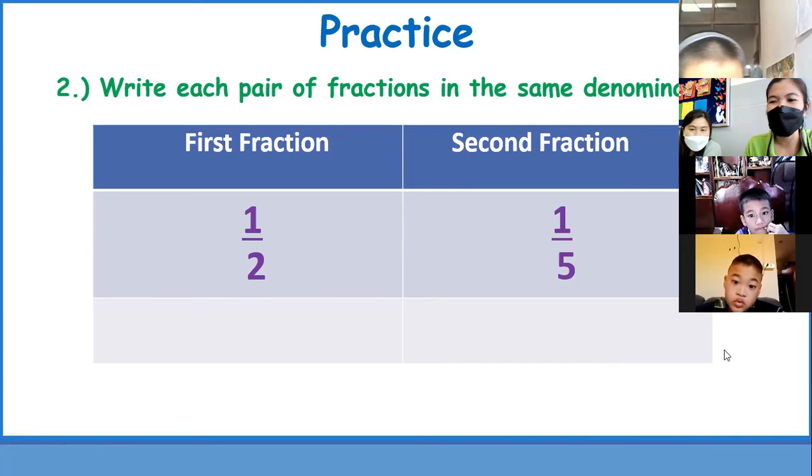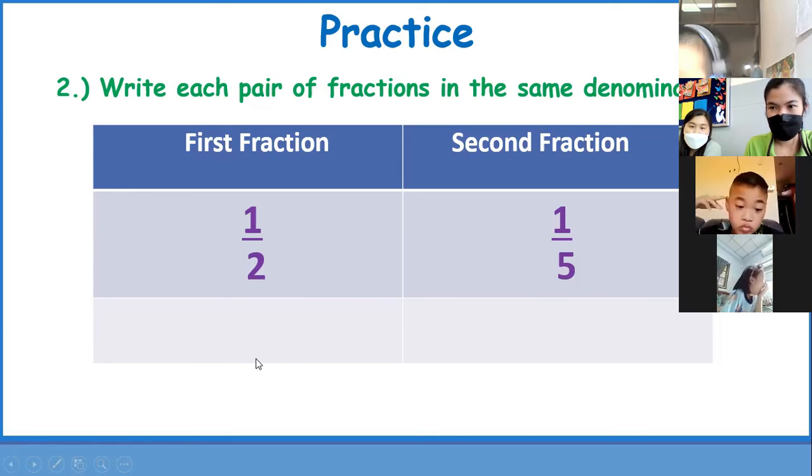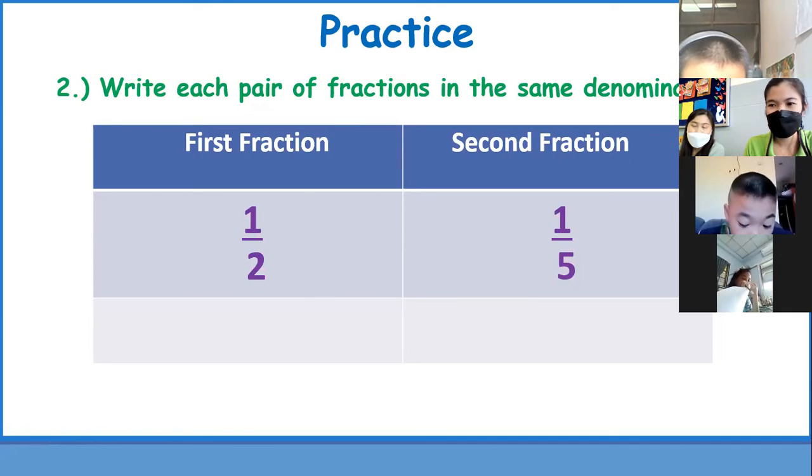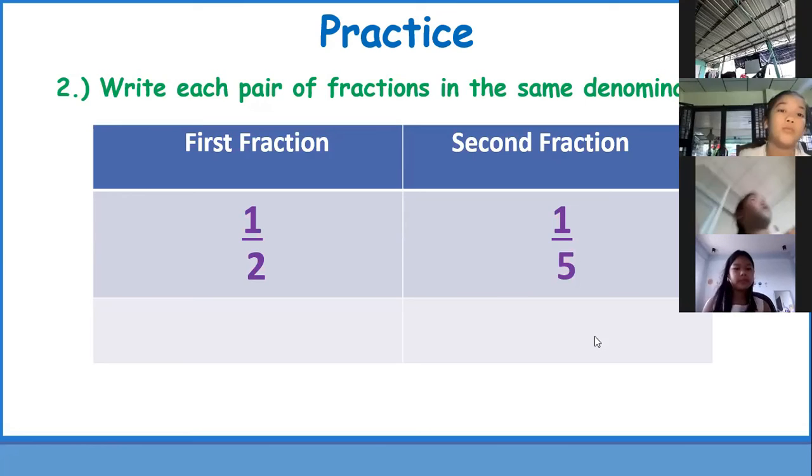Okay, finish. Very good. We make the denominators equal in two steps, multiplying the numerator and denominator and checking that the resulting denominators are the same. Who's done number 2? Finish. Okay, so let us move on to number 3. This is number 3. 2/3 and 1/2.